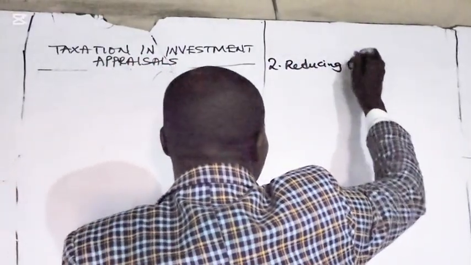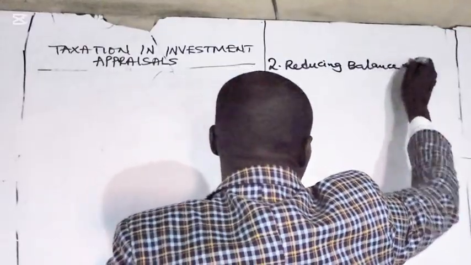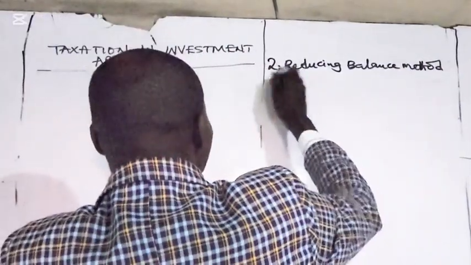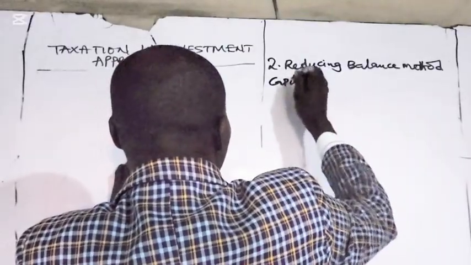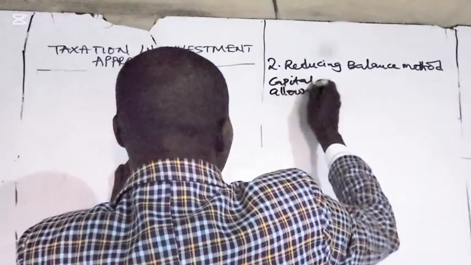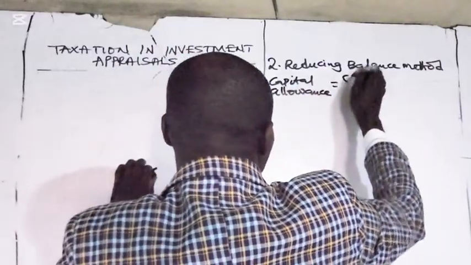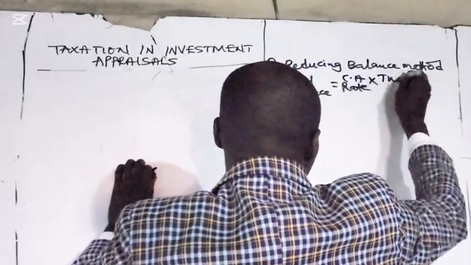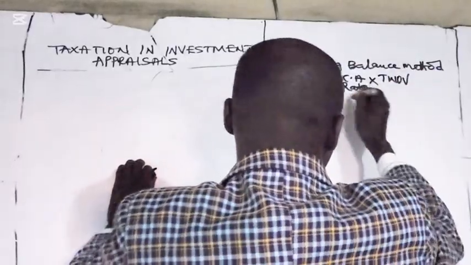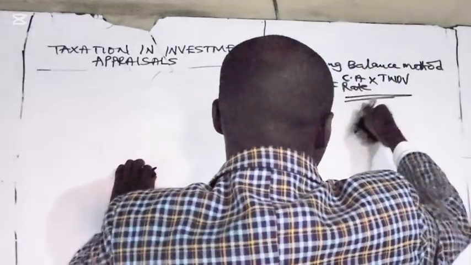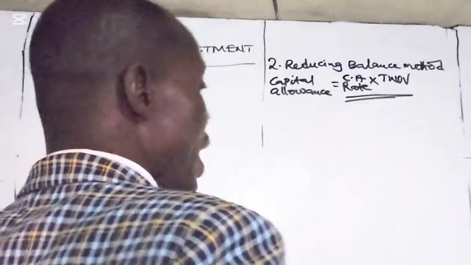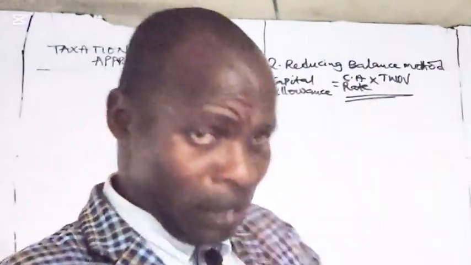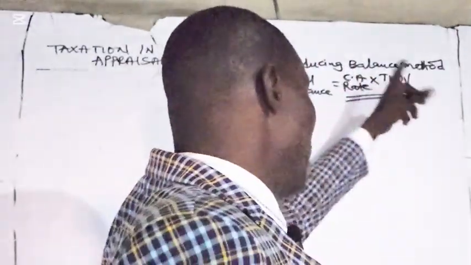The second method is the reducing balance method. Under this method, the capital allowance is calculated by applying the capital allowance rate times the tax written down value of the asset. You apply the capital allowance rate on the tax written down value of the asset. So that means the capital allowance will be in a diminishing pattern. It will be reducing. That is why it is called the reducing balance method.